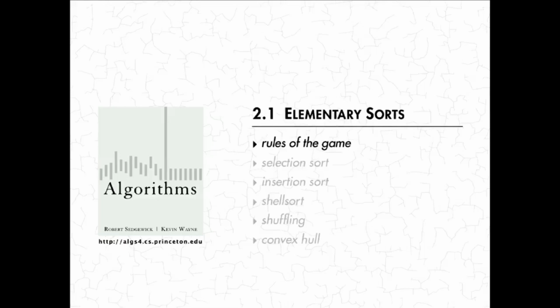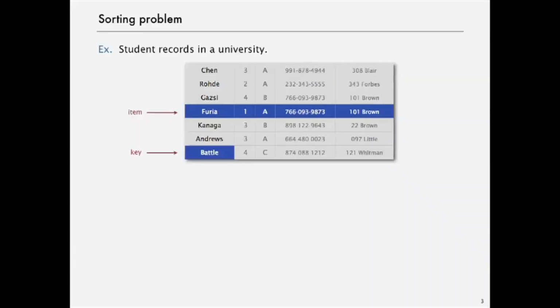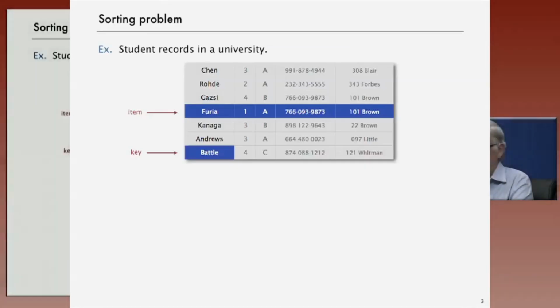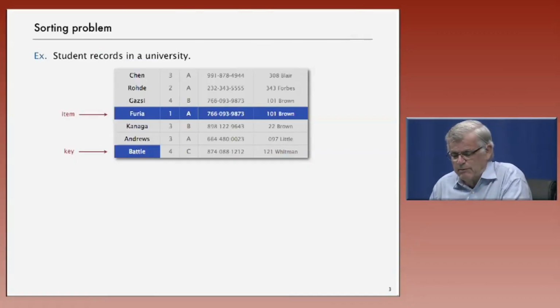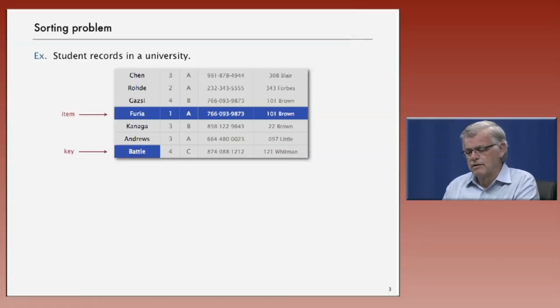Okay, what are the rules that we're going to follow? Well, here, let's start with looking at a typical basic sorting problem. Say a university has student records. And for every student, there's a certain amount of information. Maybe there's a class number, there's a grade, there's a phone number, maybe an address.